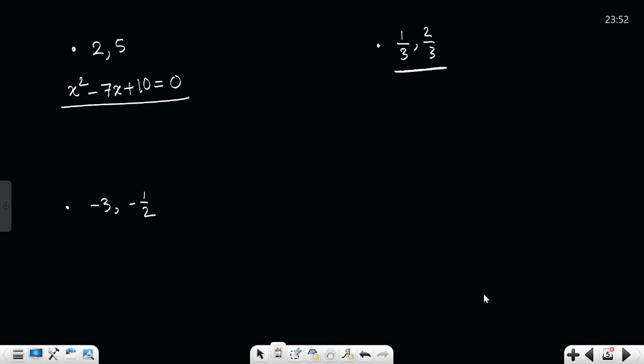Now we will find the equation whose roots are 1 by 3 and 2 by 3. How we will find it? Simple, we will use that x square minus alpha plus beta into x, which is 1 by 3 plus 2 by 3, which is 3 by 3, which is 1. So x square minus x plus alpha into beta, 1 by 3 into 2 by 3 is what? 2 by 9, right? 2 by 9 equals 0. Multiply both sides by 9, so you will get 9x square minus 9x plus 2 is equal to 0. That is our quadratic equation.